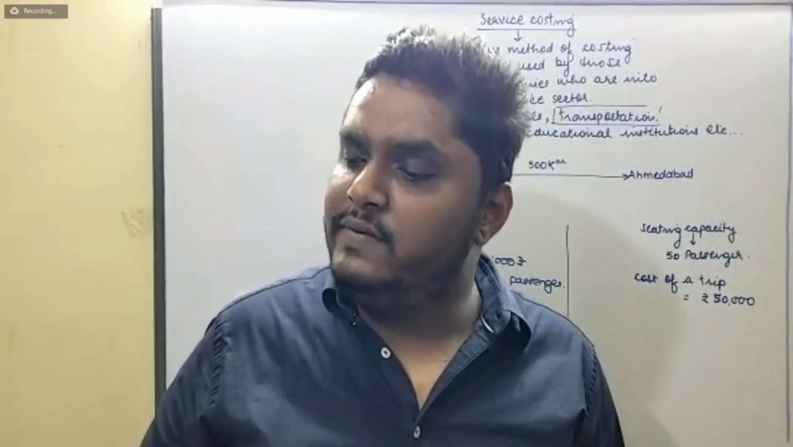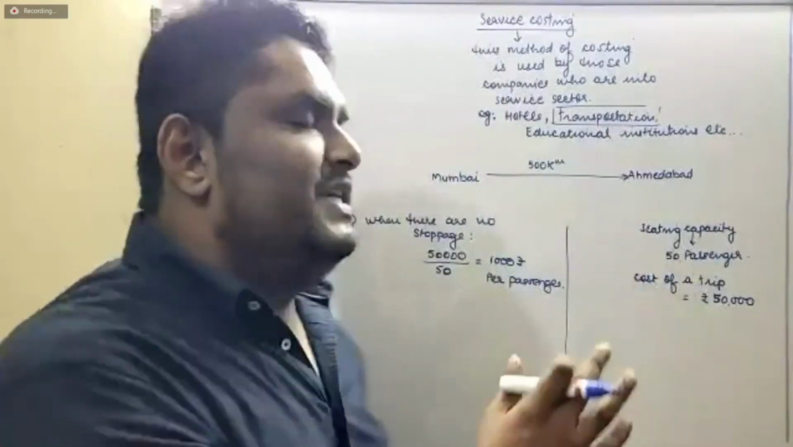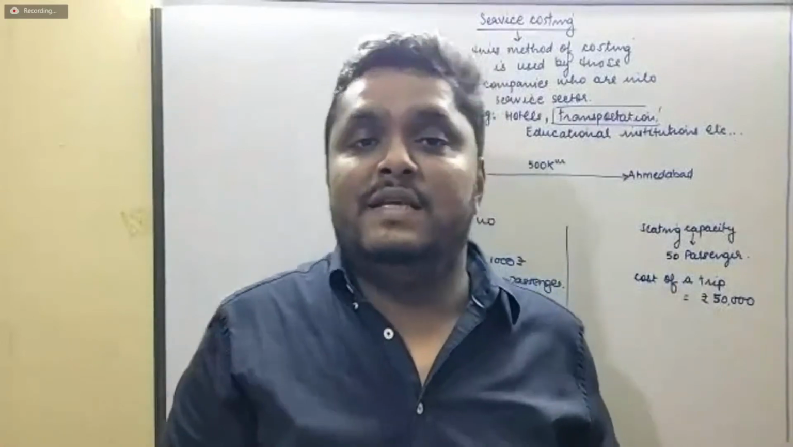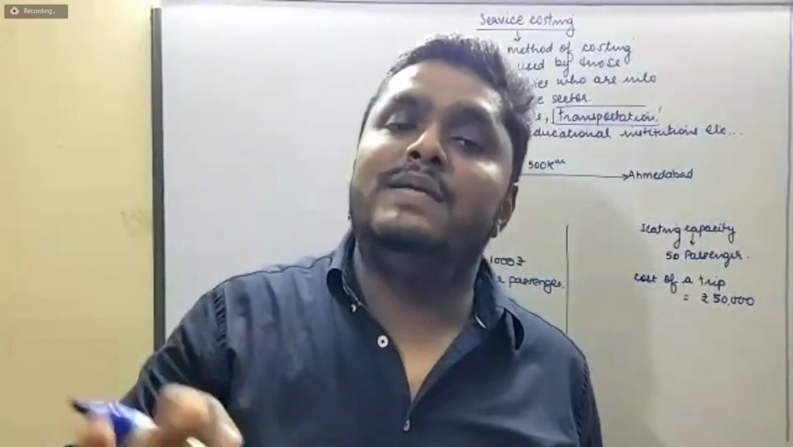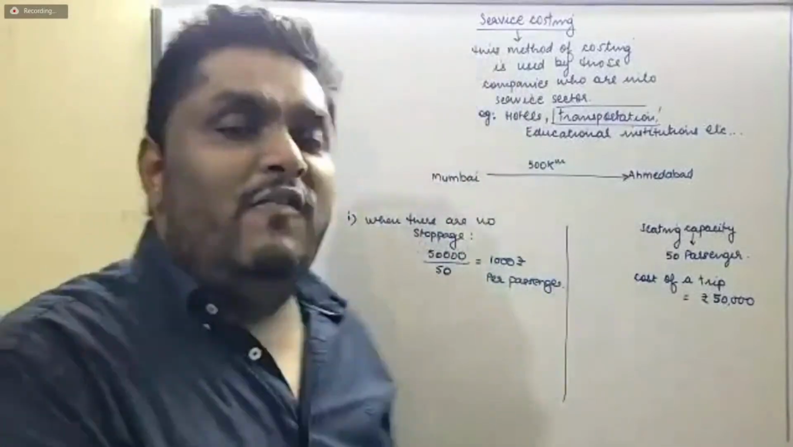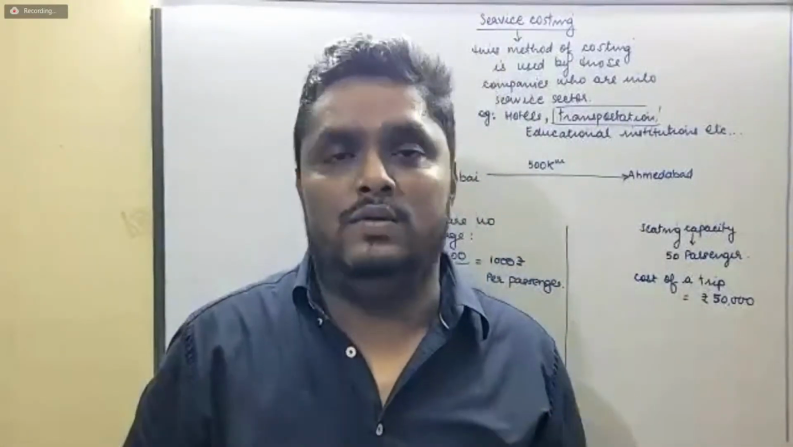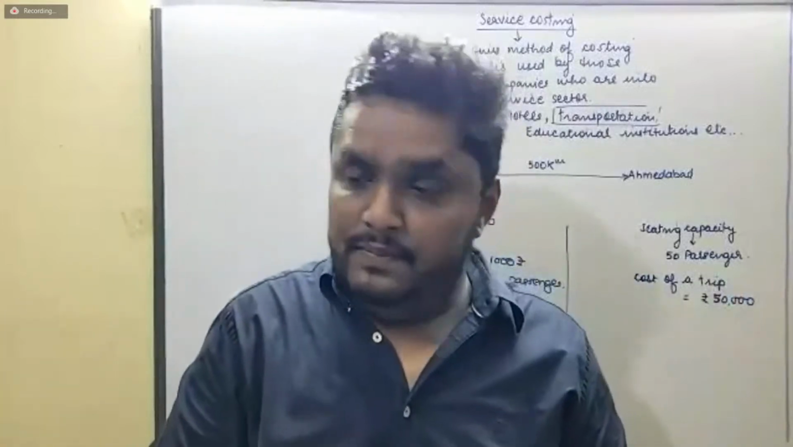Again, it is a service costing only, Manoj Kumar. Now the seating capacity is 50 passengers. How much will the bus ticket quote for every passenger? Very simple. My total cost is 50,000. The bus goes with 100% occupancy every time, divided by the number of passengers. So how much fare will be per passenger? Very simple, 1,000. Now let's take one more situation.